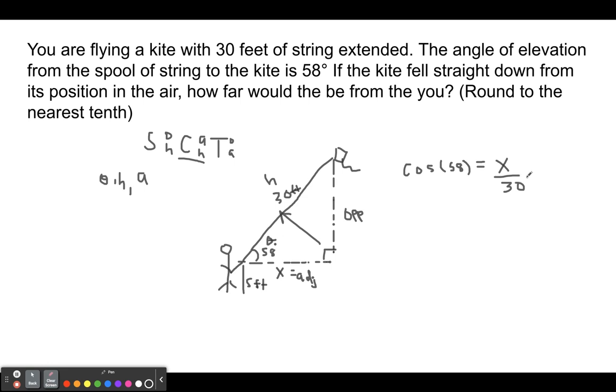And then again, we want to make sure that we isolate that x. So I'm going to multiply by 30, multiply by 30. 30 times cosine of 58 is 15.9 feet once we round it to the nearest tenth. Okay. And that is our final answer. Hopefully you did well on these last 3 examples.